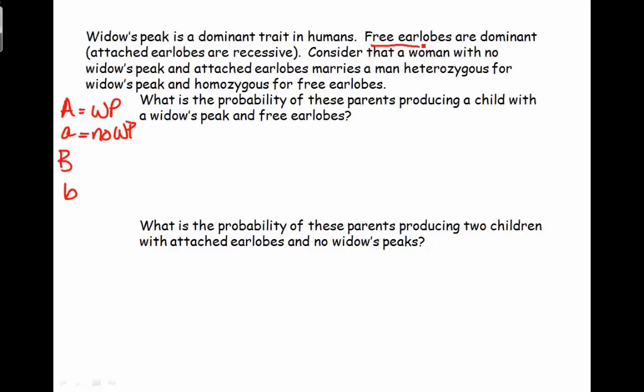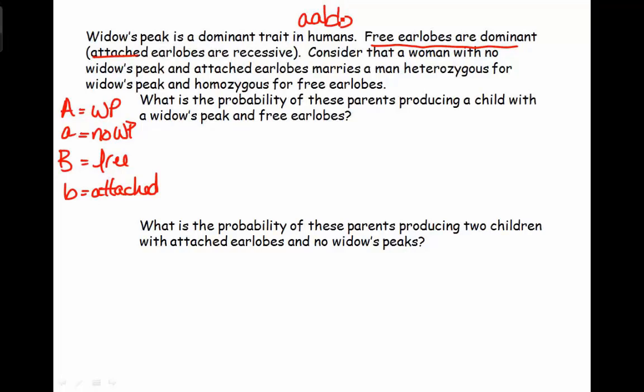We're told that free earlobes are dominant, so that means that capital B is going to be free, and that means that attached is recessive, or going to be our lowercase b. So we want to consider that we have a woman with no widow's peak and attached earlobes. If we stop right there and come up with her genotype, this woman has no widow's peak. The only way she can have no widow's peak is to be 2 lowercase a's. And she also has attached earlobes. The only way she can have attached earlobes is to be 2 lowercase b's.